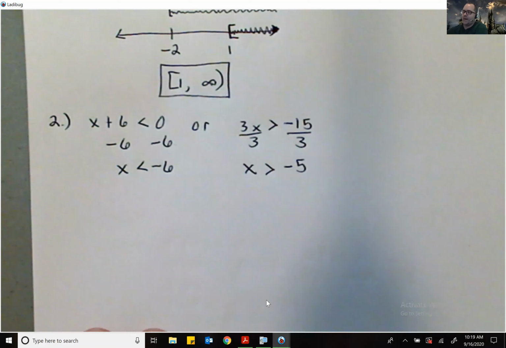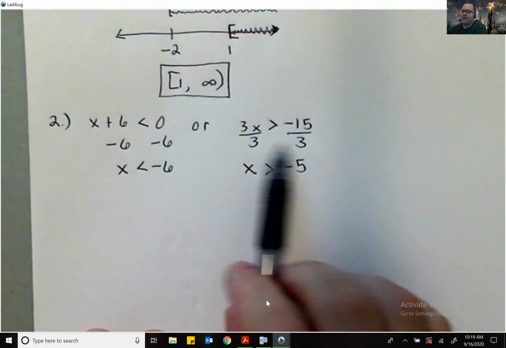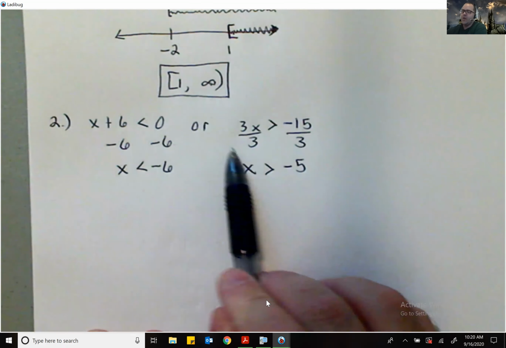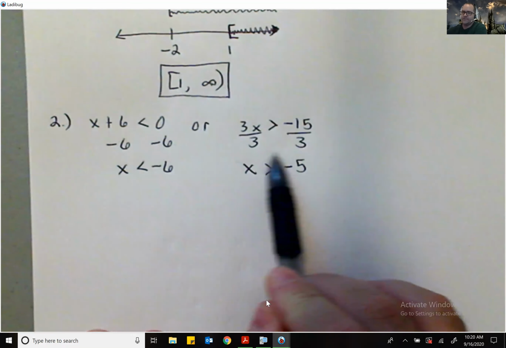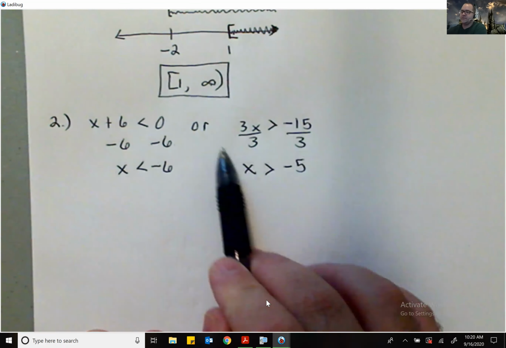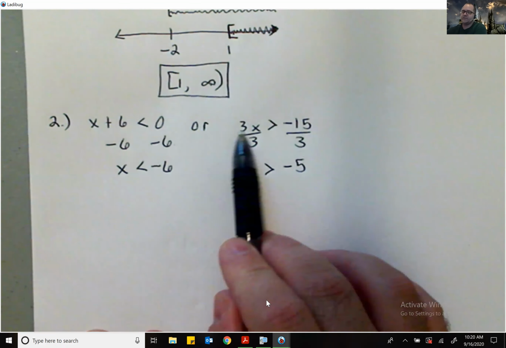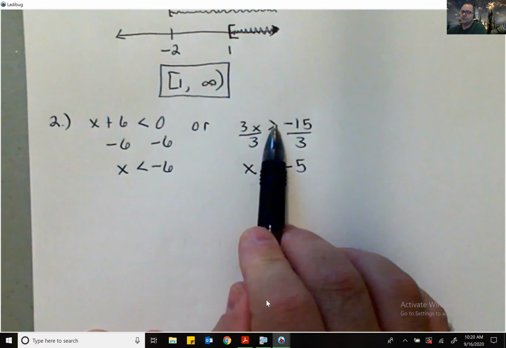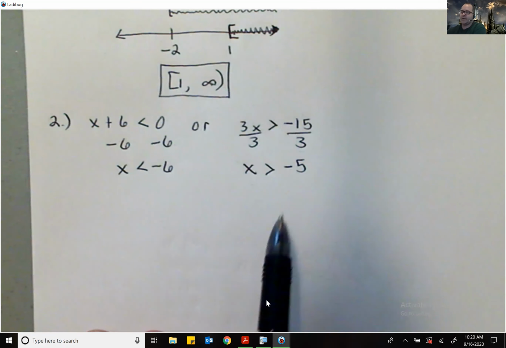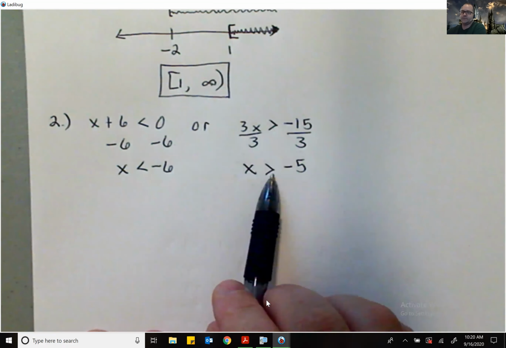Remember, it's all about if you're dividing or multiplying by a negative. This number down here is not negative. We don't care what the numerator does. We care about the denominator when we divide on this. This is a positive number. Leave the sign alone. So be careful of that. Okay? So the sign actually stayed the way it was.